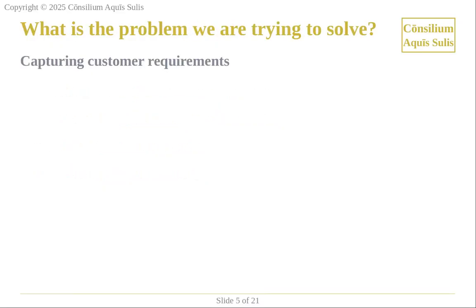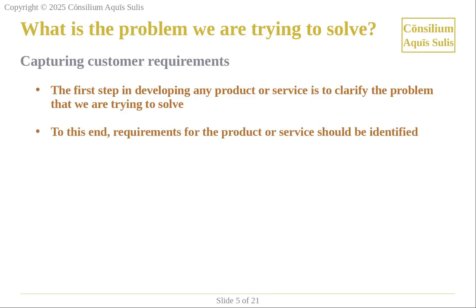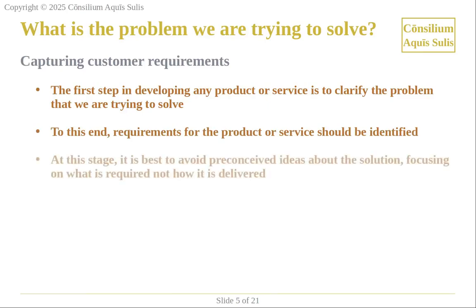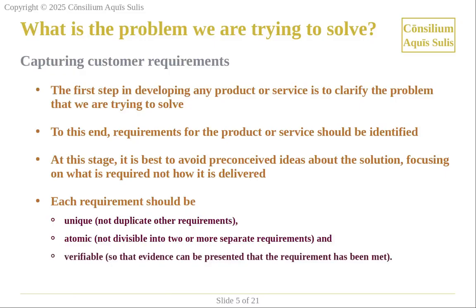The first step in developing any product or service is to clarify the problem that we are trying to solve. To this end, requirements for the product or service should be identified. At this stage, it is best to avoid preconceived ideas about the solution, focusing on what is required, not how it is delivered. Each requirement should be unique, not duplicate other requirements. Atomic, not divisible into two or more separate requirements. And verifiable, so that evidence can be presented that the requirement has been met.